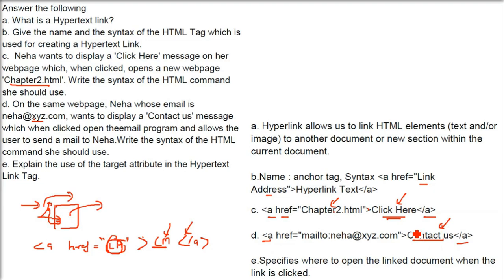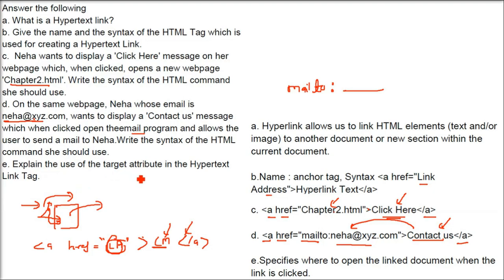So contact us is the point where user will click and the mail program will open. So what you have to do, email program has to open. Even if you write email address, it won't happen. You have to write mailto. In order to open the mail program, you have to write mailto, then colon, then the email address.